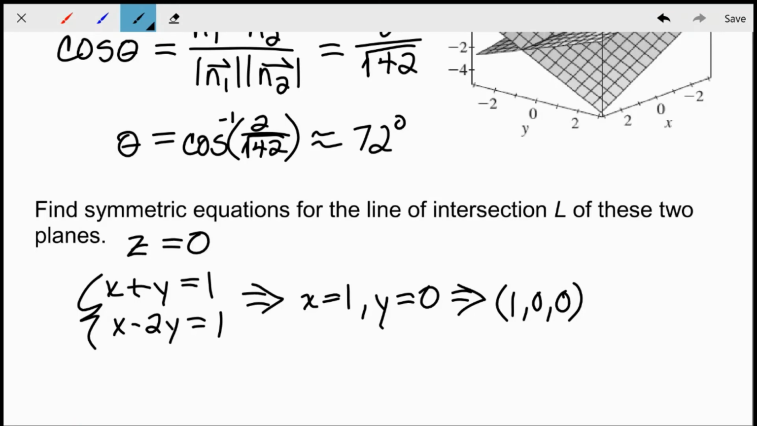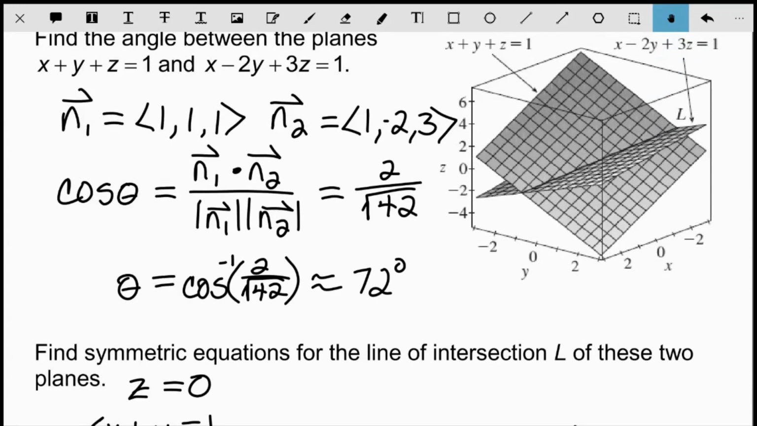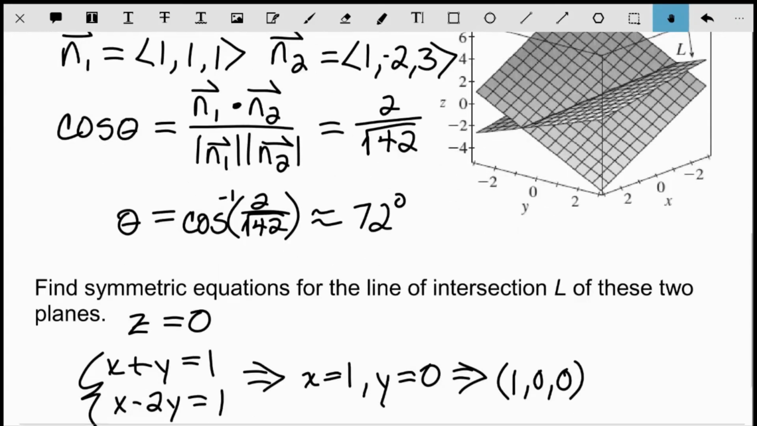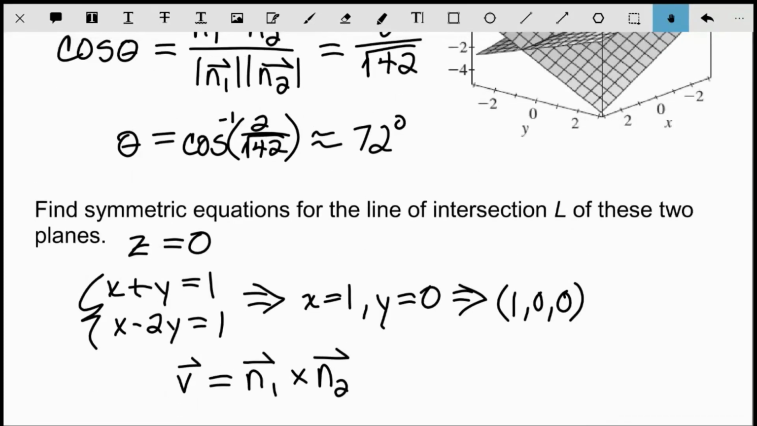Well, we've got the point. So to get my vector, all I'm going to do is take the cross product of normal vector 1 and normal vector 2. So those are the vectors that we were dealing with before up here. I'm going to get the cross product of those two, and that's going to give me a vector that points in the direction of this line.